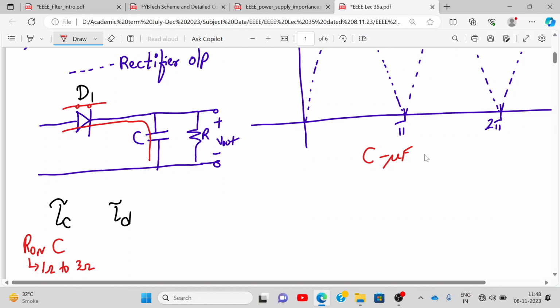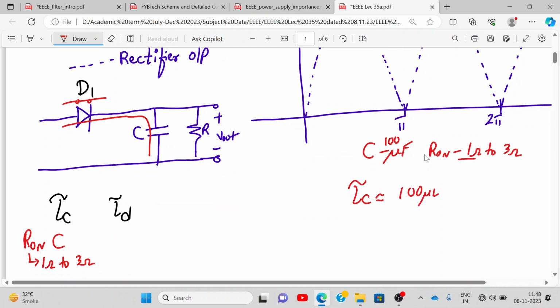So let's say the C value is 100 microfarad and R on is 1 ohm to 3 ohm. So tell me what is this RC time constant tau C? Just multiply the two, right? Let's say R on is 1 ohm. So what will be the RC time constant? 100 microfarad, 100 micro into 1, so how much is that? 100 microsecond. That is the same as 0.1 millisecond, right? Whatever the charging time constant. So that means the diode takes 0.1 millisecond to charge.